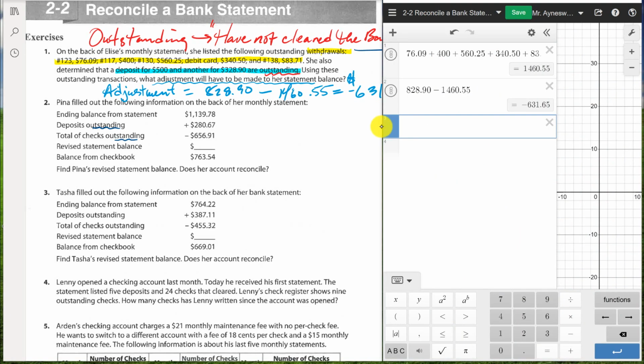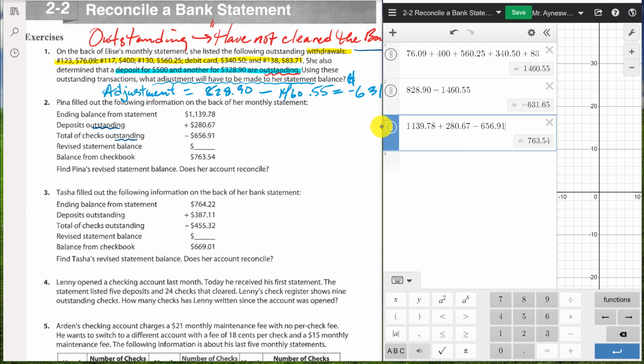So let's enter in the 1139.78. Okay, that's the ending statement amount there. Let's add 280.67. So we're going to add 280.67. And then we're going to subtract the amount of checks that are outstanding because they haven't cleared the bank yet. So we got to subtract that. So let's subtract $656.91.